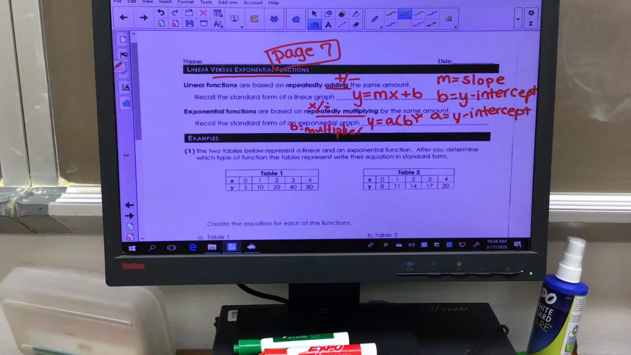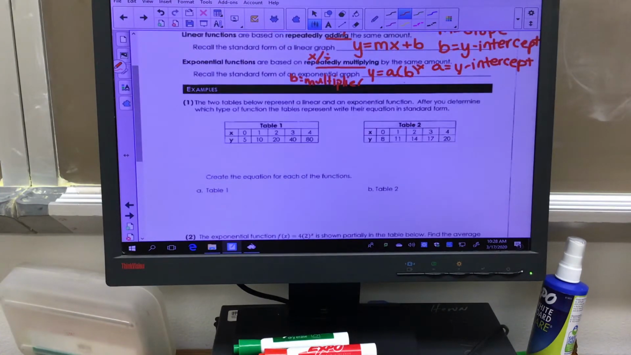Alright, so b is our multiplier. Both of these are super important, and we have to know them in order to answer the first example. The first example says, the 2 tables below represent a linear and an exponential function. After you determine which type of function the tables represent, write their equation in standard form. Meaning that it wants us to do 2 different things: say which one's linear, say which one's exponential, and then write the equation.